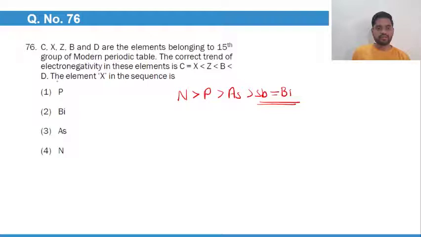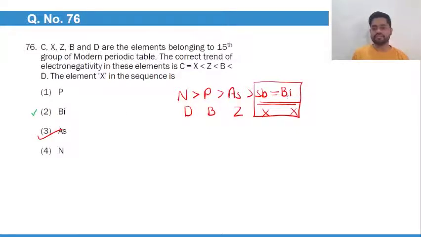So D is what? If I talk about D, so this is D, B, Z, X and X. So X might be antimony or bismuth. So we have bismuth, we don't have antimony. So right answer is what? Option number 3. That is the right answer.